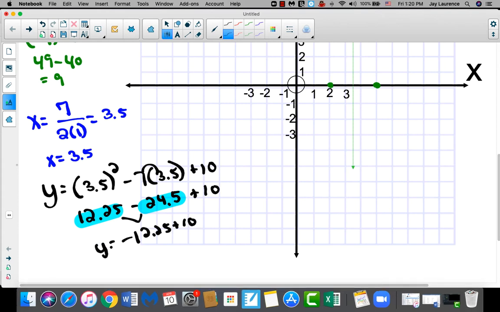So the y-coordinate of the vertex is going to end up being negative 2.25. So let's see, negative 2. Uh-oh, my mouse is acting up. And 1/4, maybe right about there. That's my vertex. 3.5, negative 2.25.